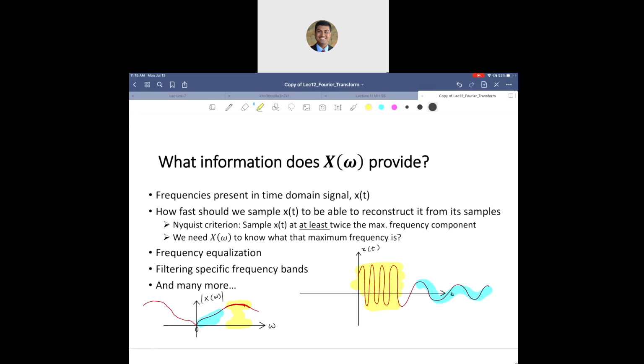Questions, discussion about the first point. Frequencies present in time domain signal. Do you guys see how to view that?